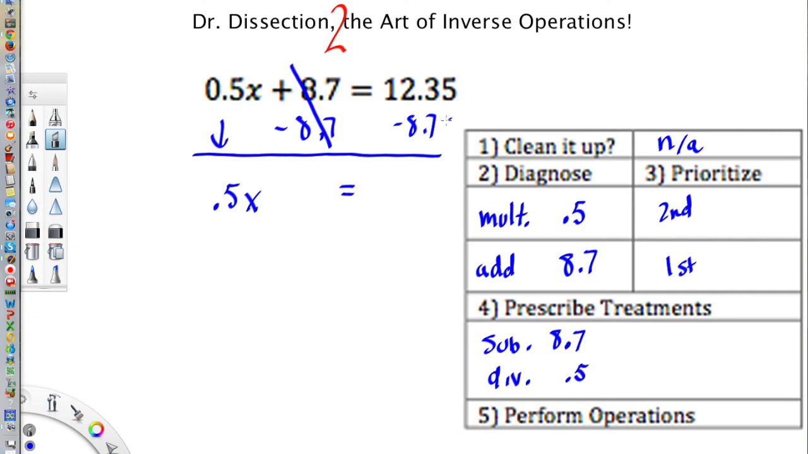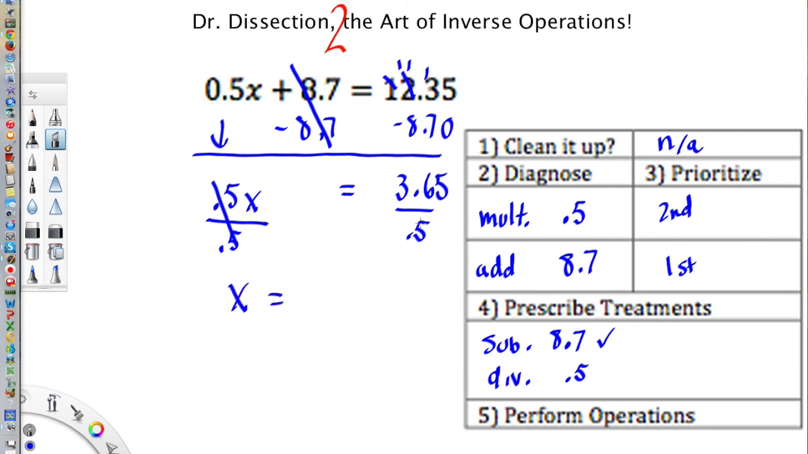5 minus 0 is 5. 3 minus 7, I can't do that. I have to regroup. 13 minus 7 is 6. 11 minus 8 is 3. So I took care of my first operation. Now my second inverse operation is going to be divide by 5/10. So I divide both sides by 5/10. I can clearly see that that's going to cancel each other out.